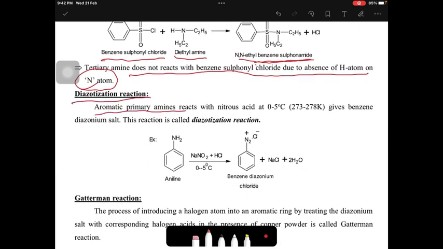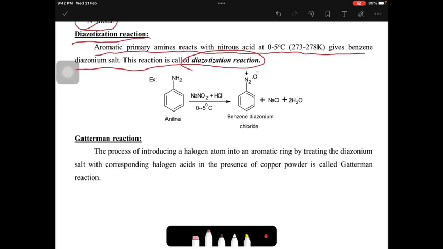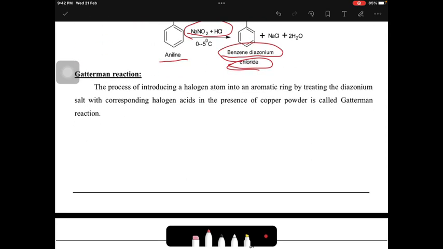Diazotization. Aromatic primary amines react with nitrous acid to give benzene diazonium salt. This reaction is called diazotization. Aniline reacts with NaNO2 and HCl to form benzene diazonium chloride. This reaction is known as diazotization.